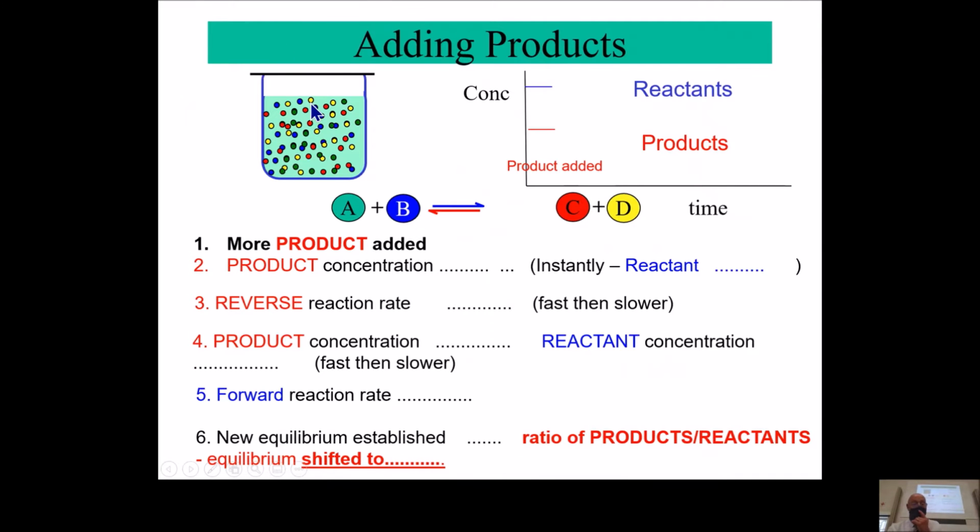So if you watch at the top here, you'll see some products come flying in from outer space. Okay, add in some more of the red and yellow things, which instantaneously does what? Increases the concentration of the products.